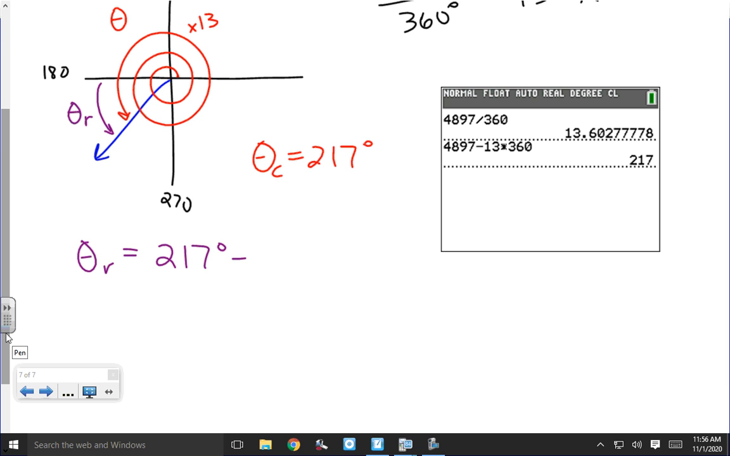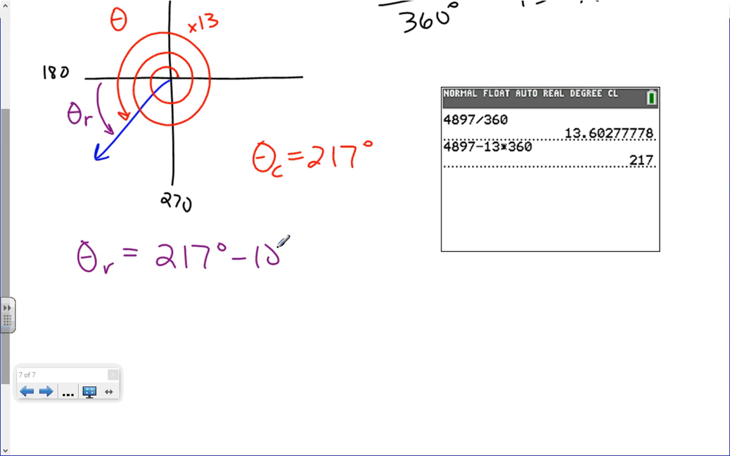But I want to subtract off 180 degrees from that, and that should give me my reference angle. So what do I end up with? 37 degrees, it looks like. 37 degrees, it's positive, it's acute. That looks like the right calculation there for our reference angle. And that's the end of this section here, section 5-2.